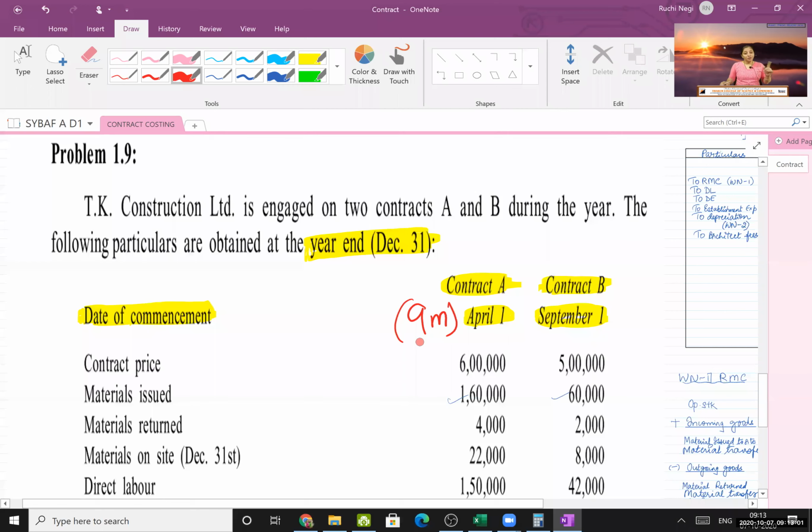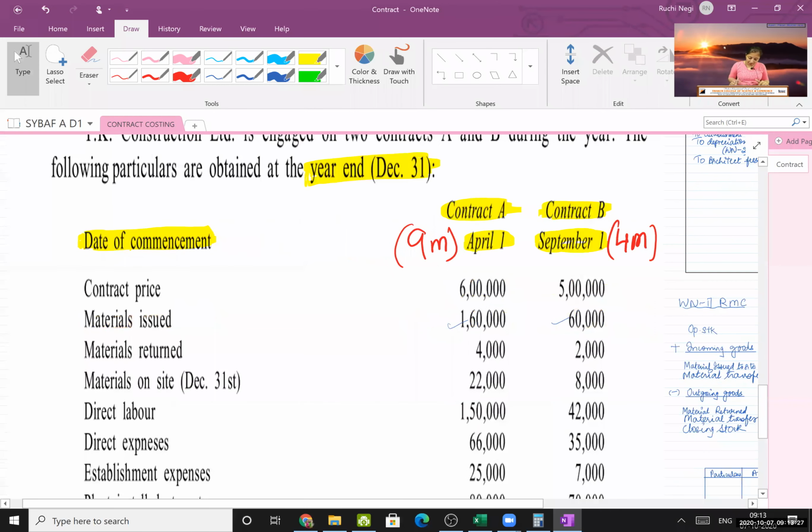Now September to December, September, October, November, December. So this is a 4 months contract. Why is this information useful? Obviously for depreciation calculation. So your date of commencement will help you for your depreciation. Obviously, that means the plant is used only for that particular period. Is that clear? Then contract price is given 6 lakhs, 5 lakh, material issued.